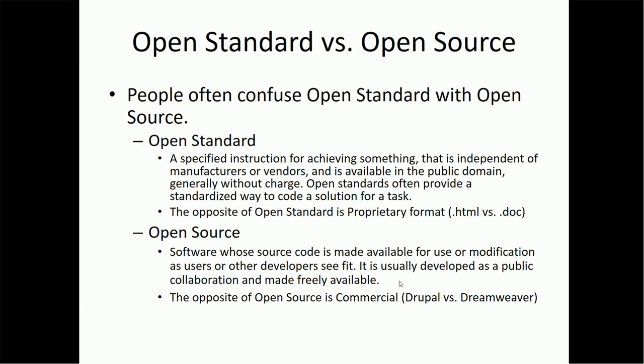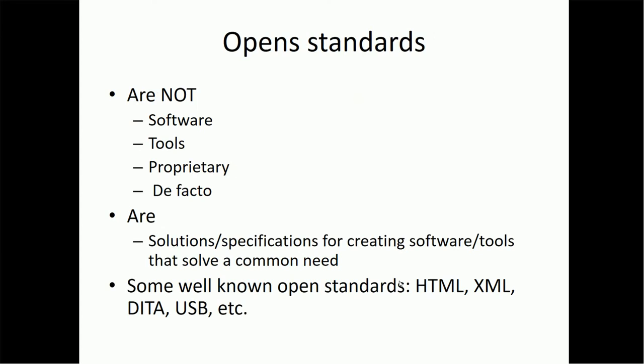Open source, on the other hand, is software whose source code is made available for use or modification as users or other developers see fit. It's usually developed as a public collaboration and made freely available. The opposite of open source is commercial. So Drupal would be an open source tool, and Dreamweaver would be a commercial tool.